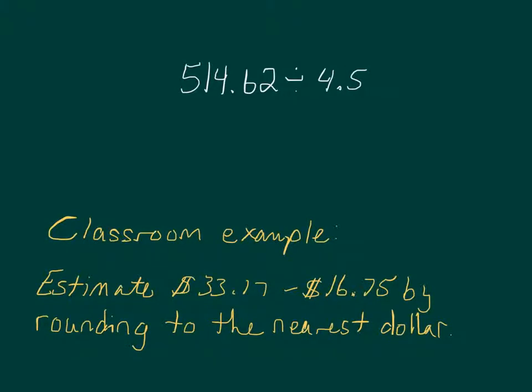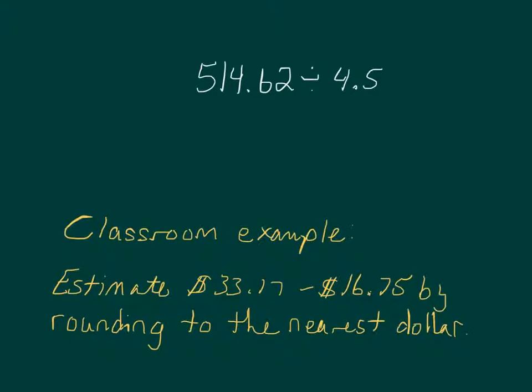514.62 divided by 4.5. We'll round these to the nearest whole number again. So there's the ones place. The number to the right is bigger, so it's going to round up to 515. Here, the number to the right is big, so I'm going to round it up to 5. So I've got 515 divided by 5. Okay, I can do that in my head. If you can't, you may need to set it up.